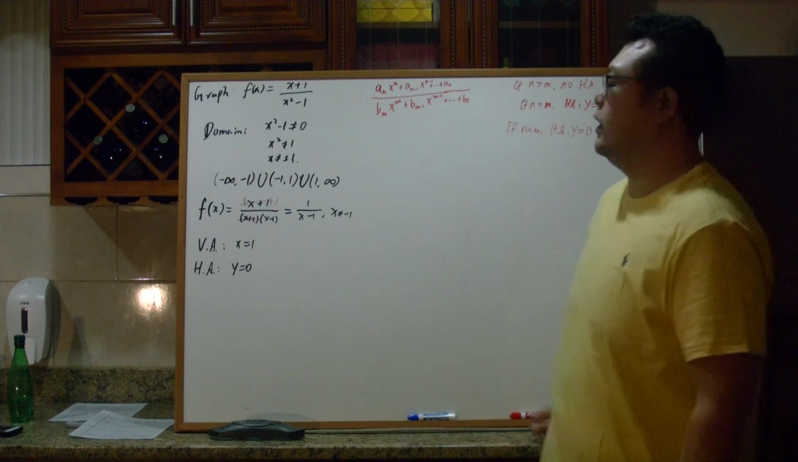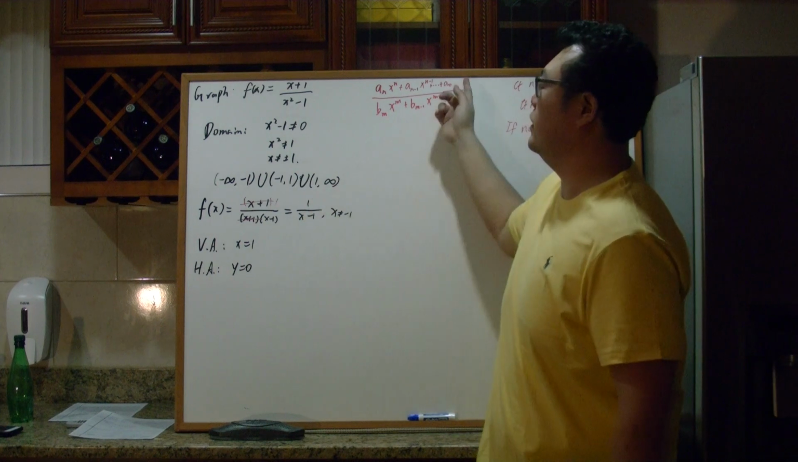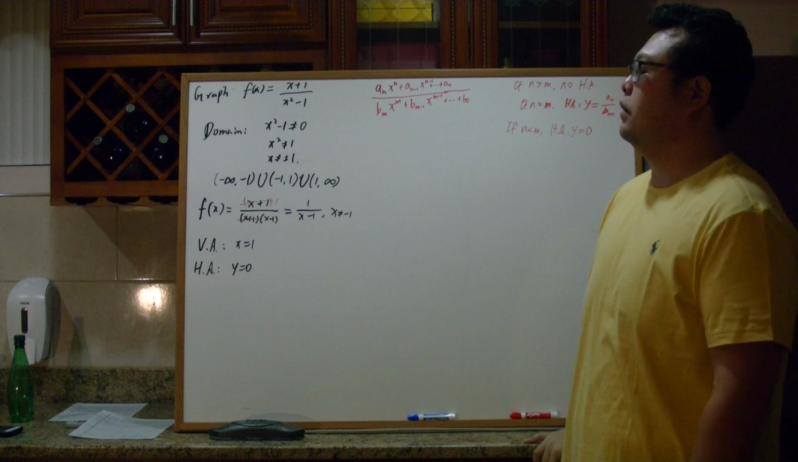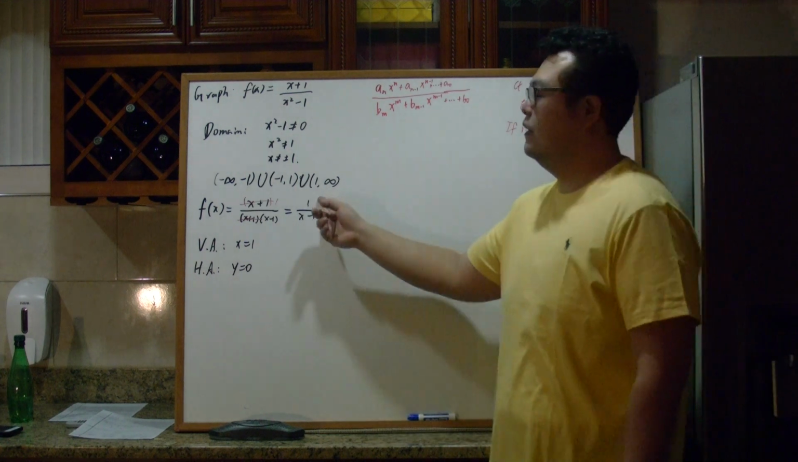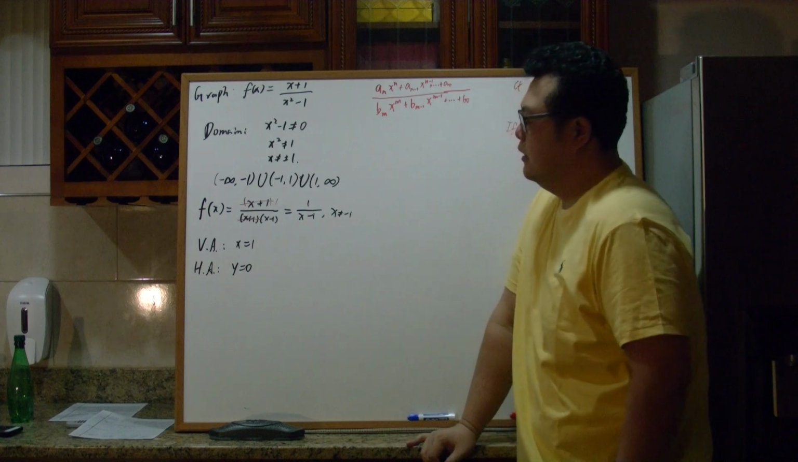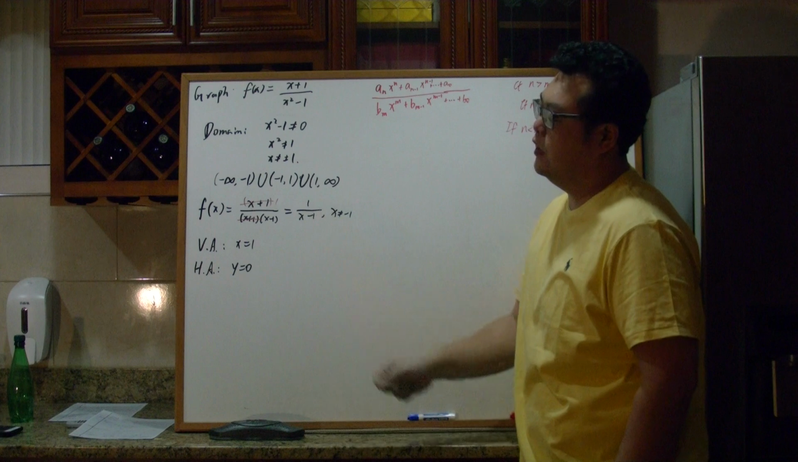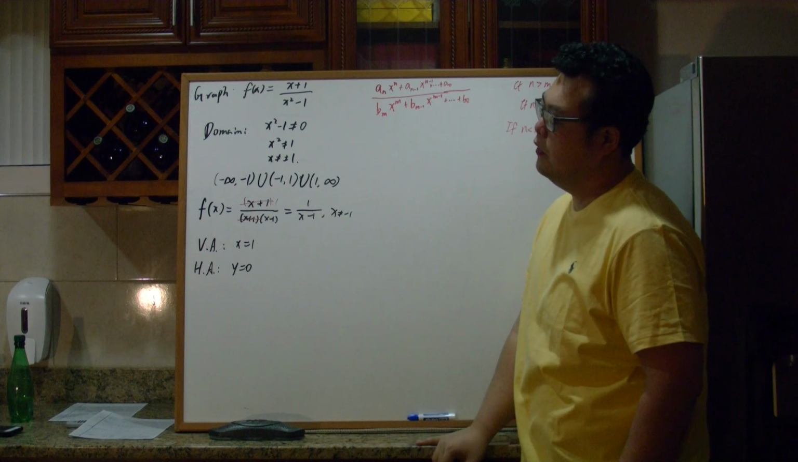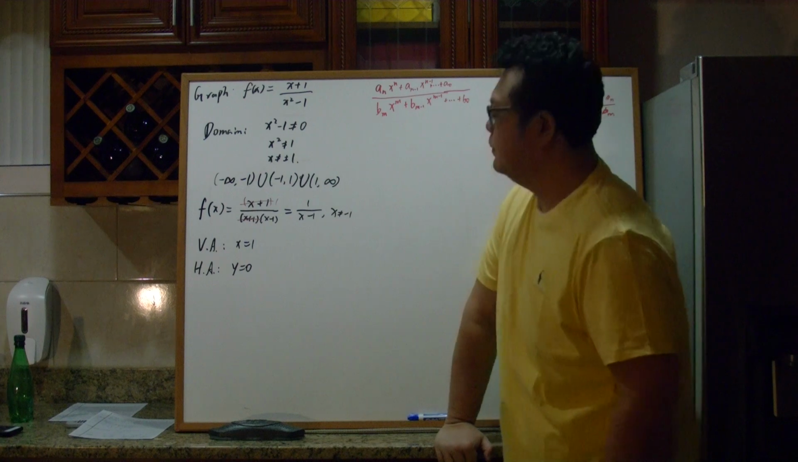In our case, we have x to the power 1 on the bottom, a linear term, and a constant on the top, which is x to the power 0. Therefore, the top power is smaller than the bottom power, and we have the horizontal asymptote y equals 0.